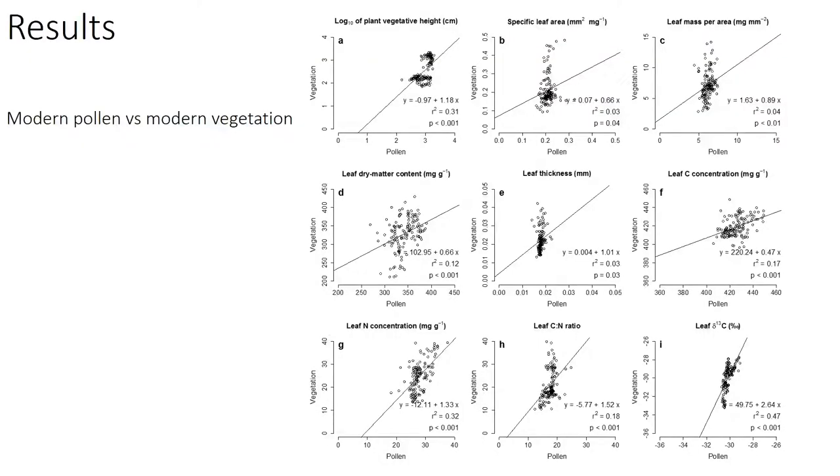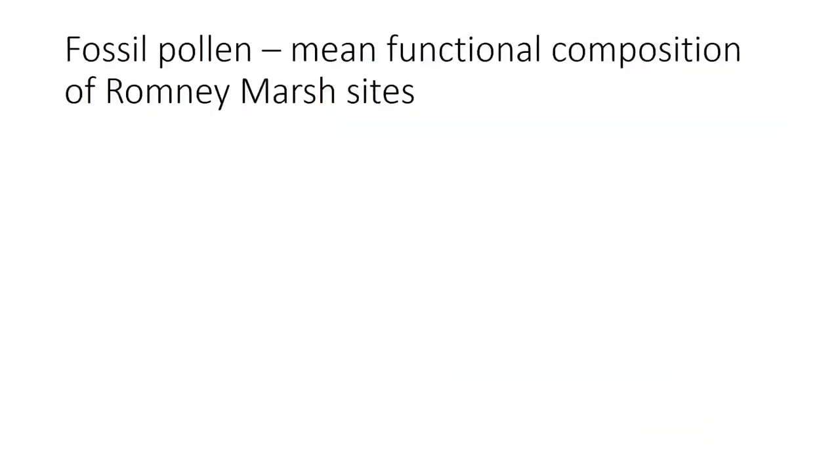First, the mapping of the modern pollen with the modern vegetation. So the intention here being whether the traits from the modern pollen could be reflected in the modern vegetation. Even though all these slopes were significantly different from zero, I chose the traits which showed me the highest degree of association between them. So the highest R squares, leaf nitrogen concentration and the leaf delta C13. And I also chose the LDMC as an example of a leaf dry mass trait. Okay, so to show you the results for the fossil pollen sites from Rumney Marsh now.